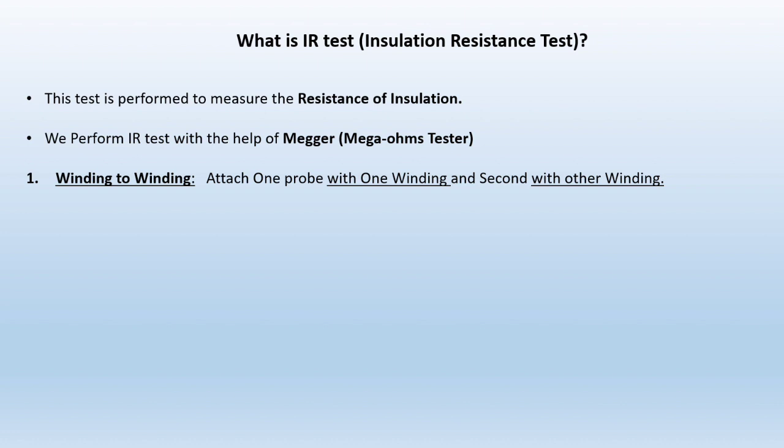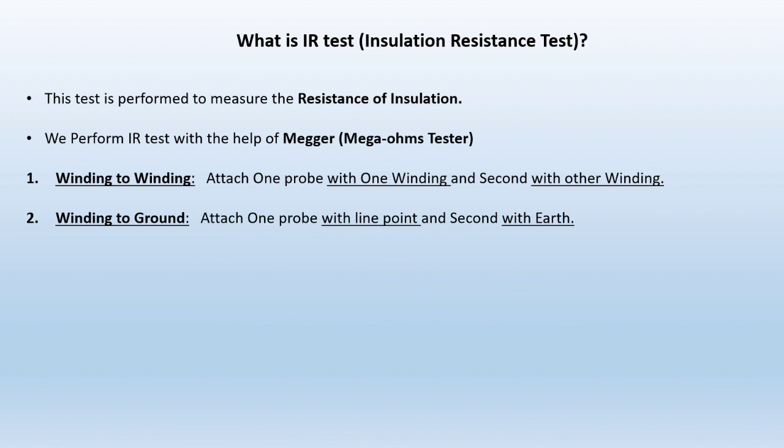First, we attach one probe to one winding of the motor and the other probe to another winding of the motor. It means we will find the insulation between the two windings. And you know well that the three windings in the motor are basically insulated from each other. They don't connect with each other. If they are to be connected, they will be connected in star connection or delta connection. But before we make the connection, we first find the insulation between them.